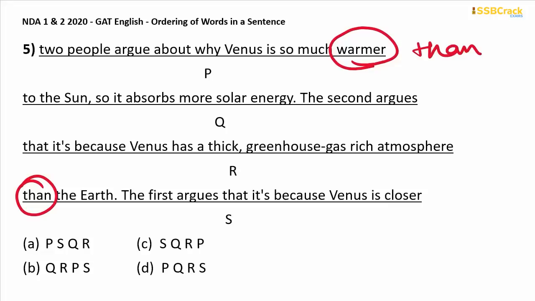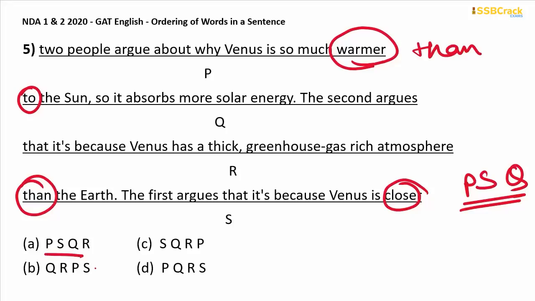So obviously P will be followed by S. Also, if you look here at the S part of the sentence, you will see closer. Closer is also a comparative degree of adjective, but closer will always be followed by the preposition to. So here closer to is here in Q. So obviously S will be followed by Q. So you have to find out the combination PSQ. So it's there in option A. In option B, there is no such combination. In option C, there is no combination. In option D, there is no combination. So the only PSQ combination is there in option A.